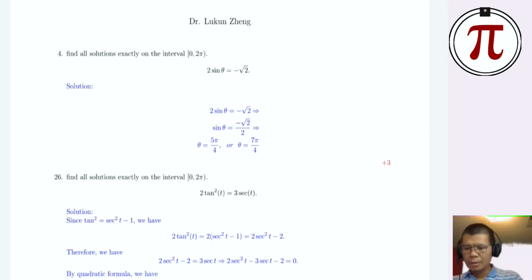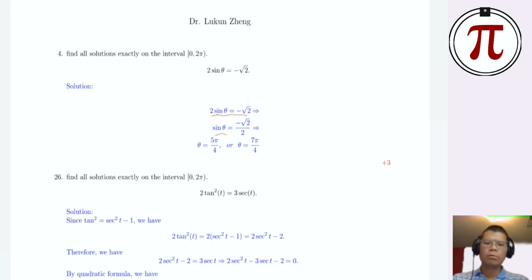Find the solution exactly on the interval 0, 2 pi. 2 sine theta equals negative 2 square root of 2. Very good. All right, so let's consider this one. From this equation, divide by 2 on both sides. We get sine theta is negative square root 2 over 2.